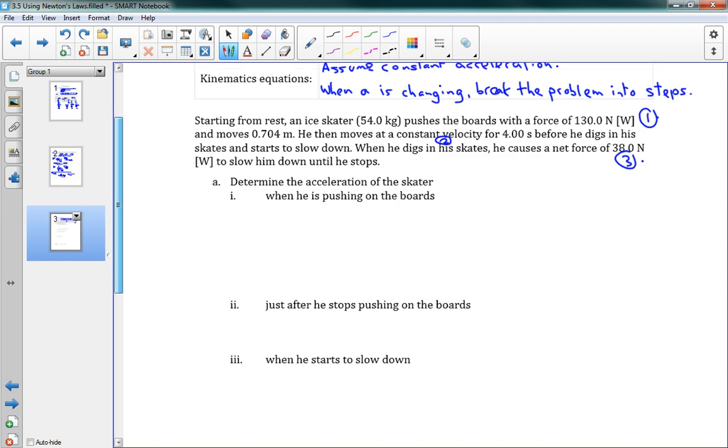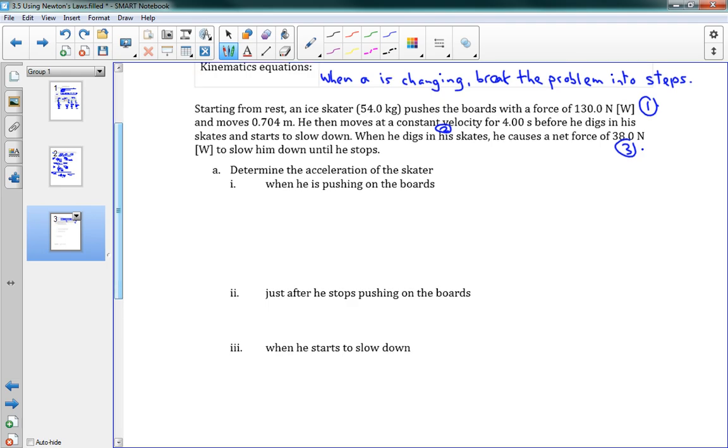So part A says determine his acceleration when he is pushing on the boards. So we can say here he's pushing on the boards, and here we're using Newton's third law again because he's pushing on the boards west, which means that the boards are pushing him east. So this is the skater. So even though it said 130 newtons west, the force that he experiences is to the east. That's the reaction force that he is experiencing. Okay, so we're going to work with that.